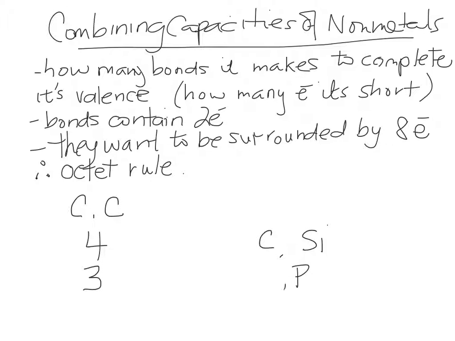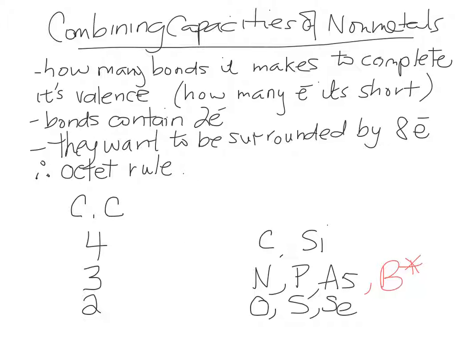Phosphorus and nitrogen, okay? Arsenic can too, but once we go below the staircase, now we're talking about more metallics. So there's no sharing. Okay, 2. Who has a combining capacity of 2? Oxygen. Sulfur. One more. Selenium. Okay.